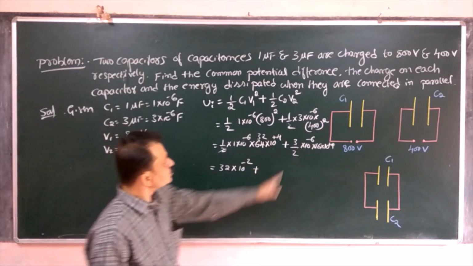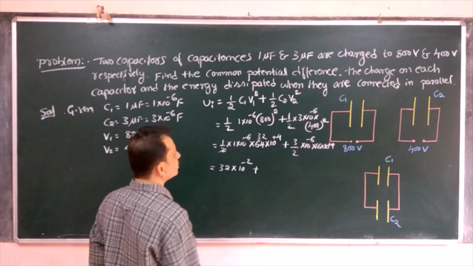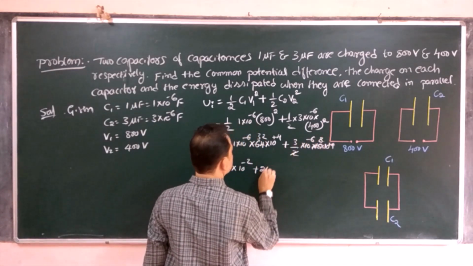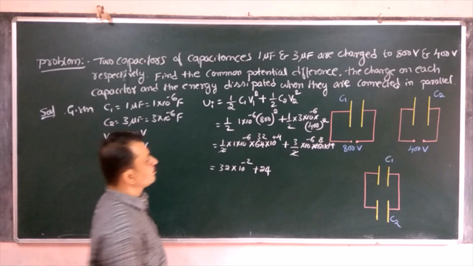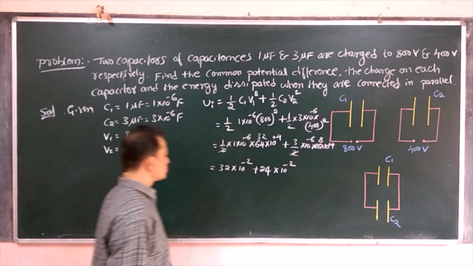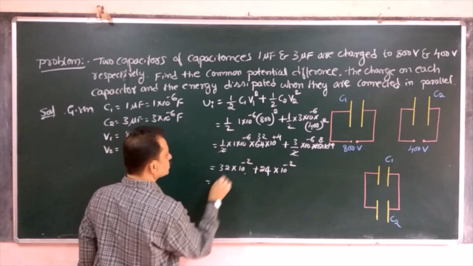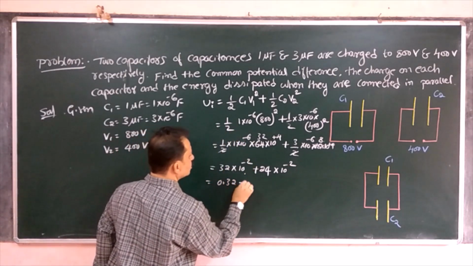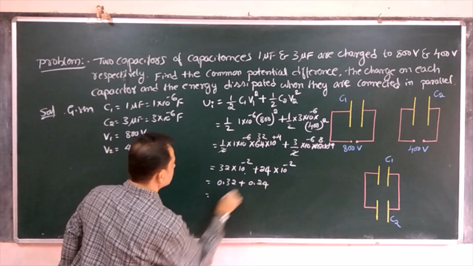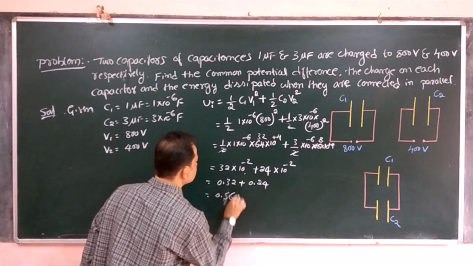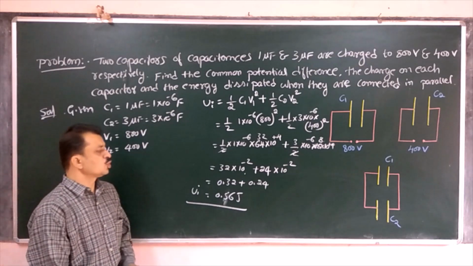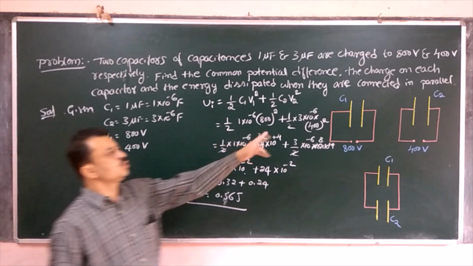Plus 3 by 2 into 8, that is 8 3s are 24, 24 into once again 10 to the power of minus 2. So 10 to the power of minus 2 means it is 0.32 plus 0.24. Now if you add this, I will get 0.56 joules. Now this is the initial amount of energy stored in the two capacitors.